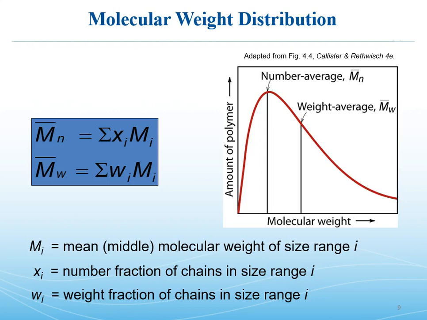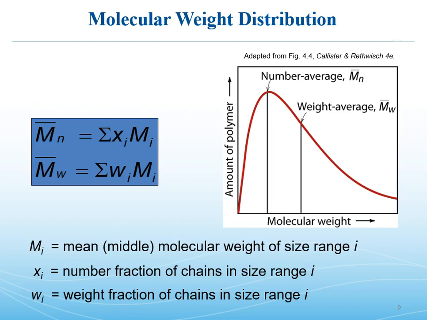The weight average molecular weight, M sub w with an overbar, is the same as the number average, but instead of using the number fraction, we use the weight fraction of chains in the size range i. So in that case, we have our 10 chains with their weights in a range from, say, 10,000 to 100,000. We would add up the total weight. So 10,000 plus 20,000 plus 30,000, and so on.